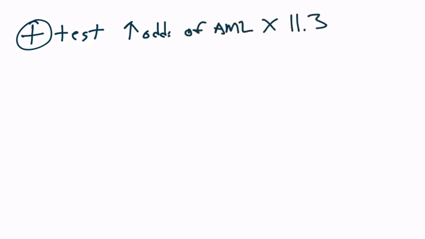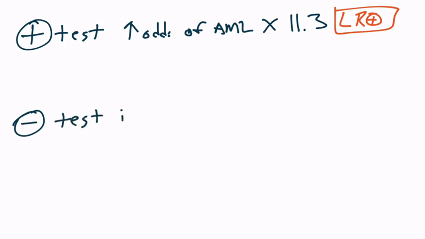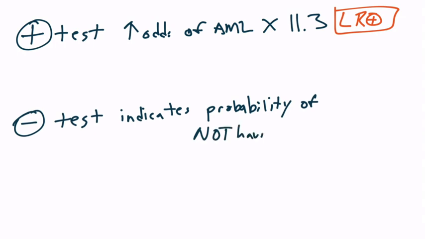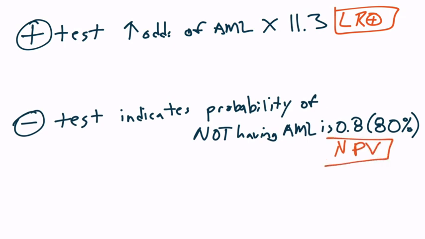Well, we learned that a positive test increases the odds of AML by 11.3. This is describing a positive likelihood ratio. We also learn that a negative test result indicates the probability of not having the disease is 0.8, or 80%. This is describing a negative predictive value. The point is that there are subtle differences in the wording of likelihood ratios and predictive values. But if you know what information each is providing, you will rock these questions on your exams. And that concludes this section.